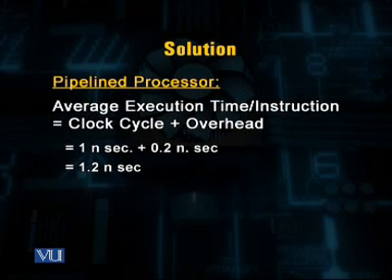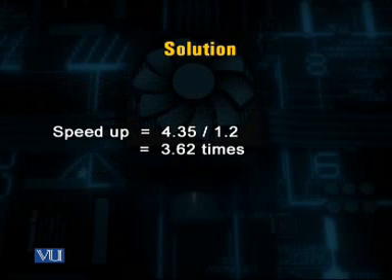Whereas on the other hand, for the pipeline architecture, we have said that the processor adds 0.2 to take care of the skew of the clock. It takes therefore a total of 1.2 nanoseconds per instruction to execute. Thus, the speed up is 4.35 divided by 1.2, which results in a value of 3.62. So this shows that the pipeline data path gives us better performance as compared to the multi-cycle data path or the single cycle data path.